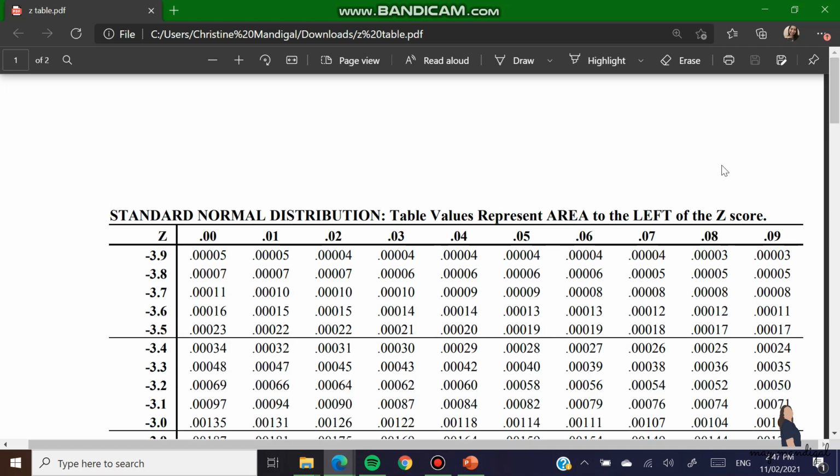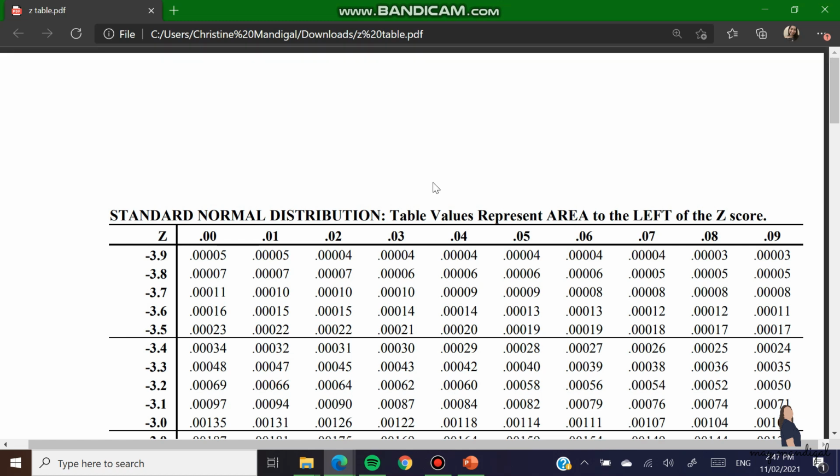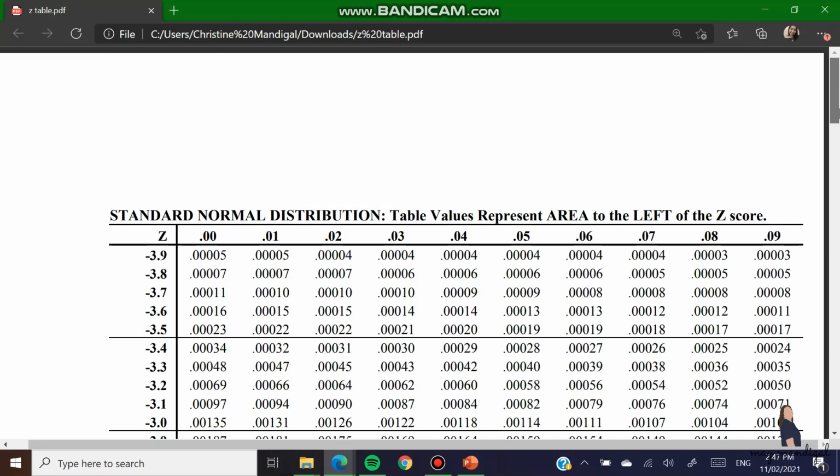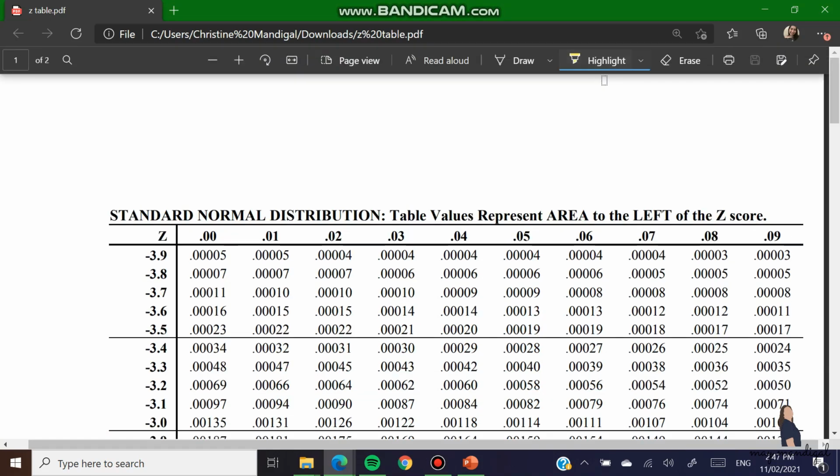Now, there are different kinds of Z-tables. There's a Z-table wherein it's all positive only. And here, what we have is a Z-table with negative Z-scores as well. Remember, this Z-table that I'm showing you represents the area to the left of the Z-score. Left of the Z-score.